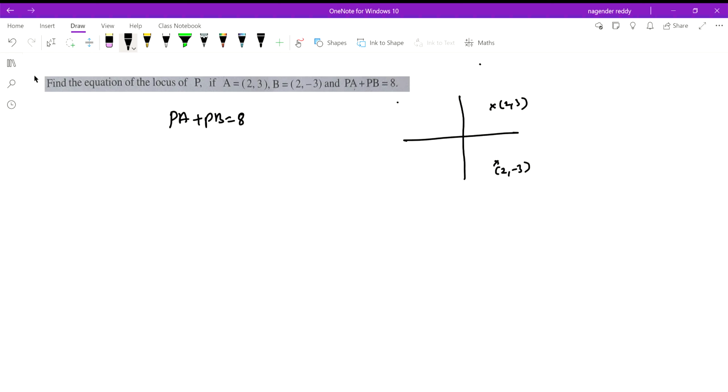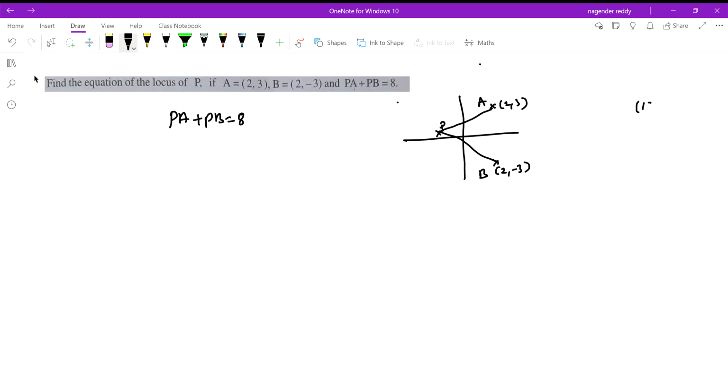Now we have to take a point P in such a way that, suppose we take P here approximately, the sum of PA plus PB is equal to 8. So how to do this? First of all, it will be completed in three steps.